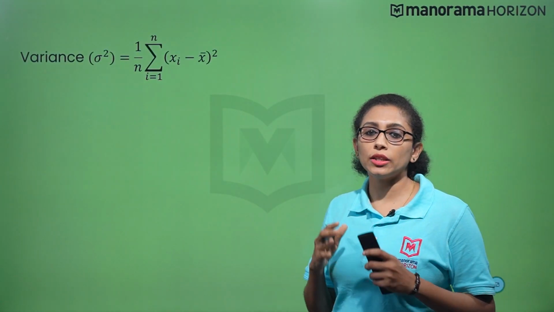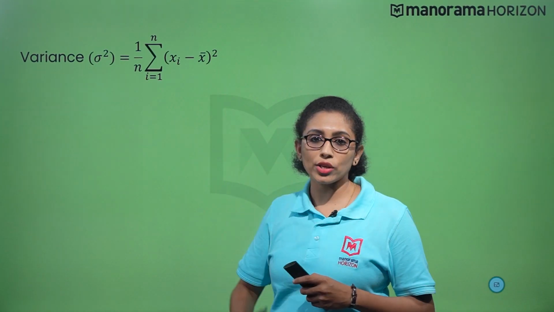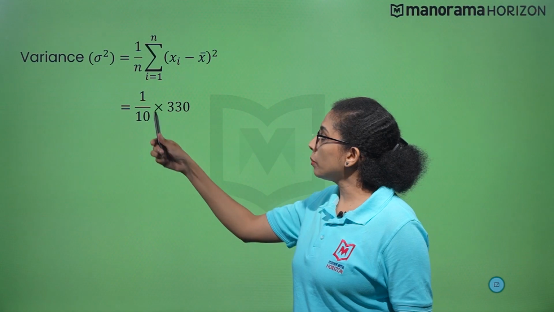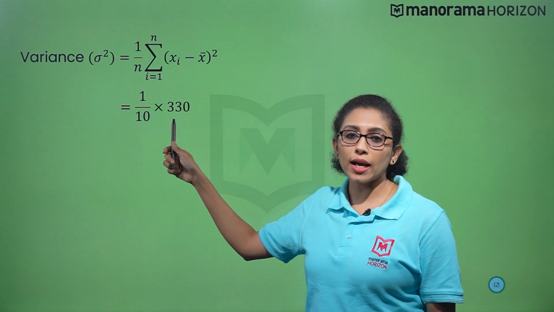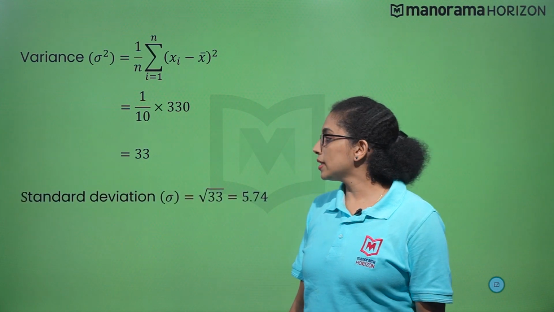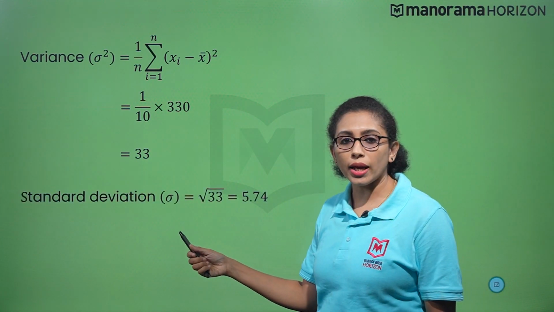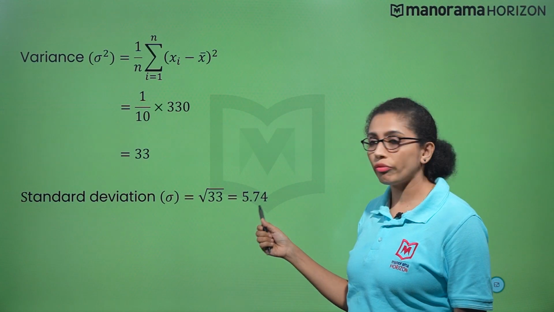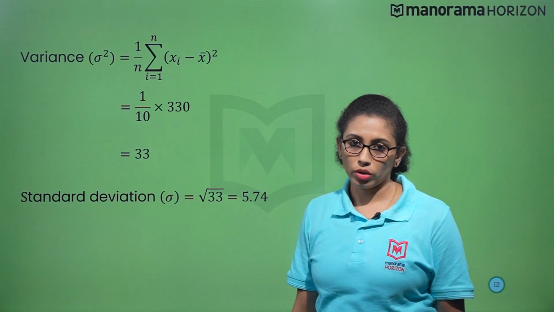Now, we have to find the variance using the standard equation. Substituting the value here, we get it as 1 by 10 into 330, which is equal to 33. Now, the standard deviation is obtained by taking the square root of 33, which is equal to 5.74.